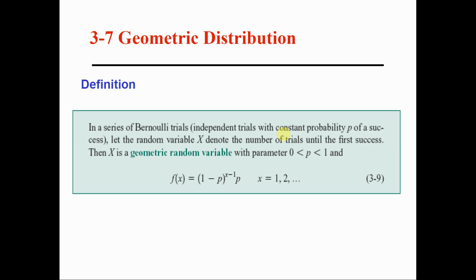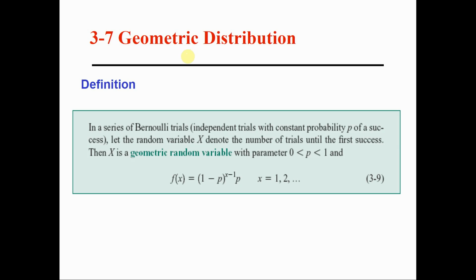In the previous videos, we talked about the discrete uniform distribution. We talked about the binomial distribution. And in this video, we will be talking about a close relative to the binomial distribution, which is called the geometric distribution. Let's try to recall the binomial distribution, and then we take it from there.